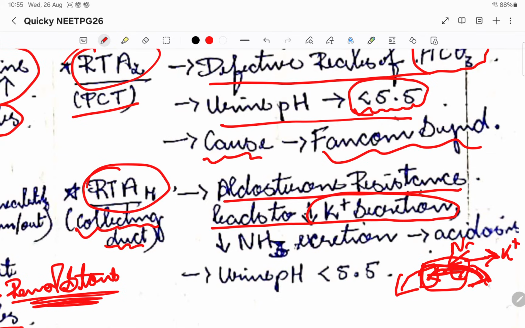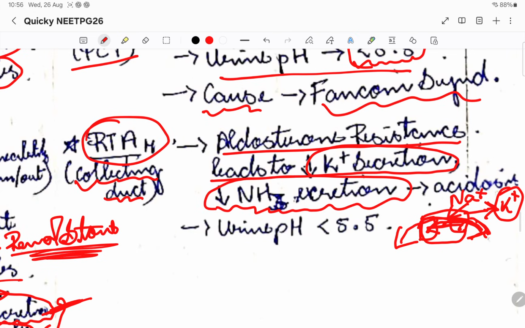If the channel is affected, there will be increased potassium excretion. So this is what leads to RTA 4. With respect to this, there is reduced ammonia excretion happening, because potassium is required for the ammonia excretion to happen. So potassium is very much required for ammonia excretion.